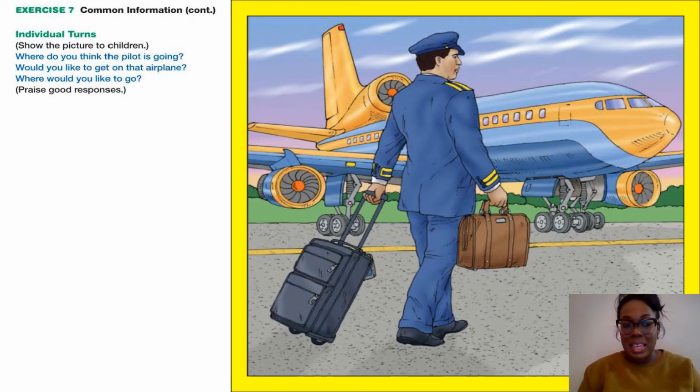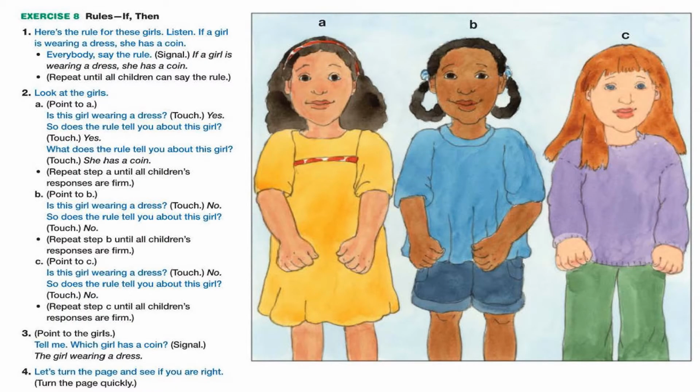Look at the picture of the pilot. Where do you think the pilot is going? Would you like to get on that airplane? Where would you like to go? Here's the rule for these girls. Listen. If a girl is wearing a dress, she has a coin. Listen again. If a girl is wearing a dress, she has a coin.